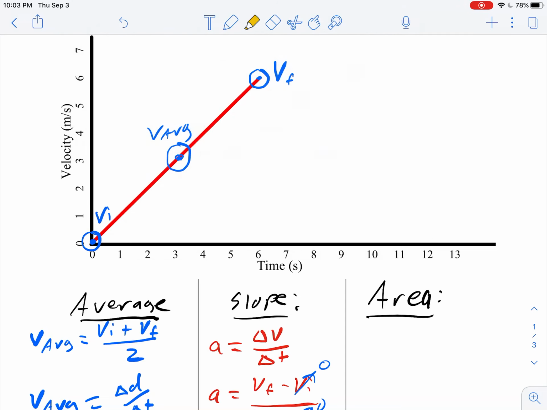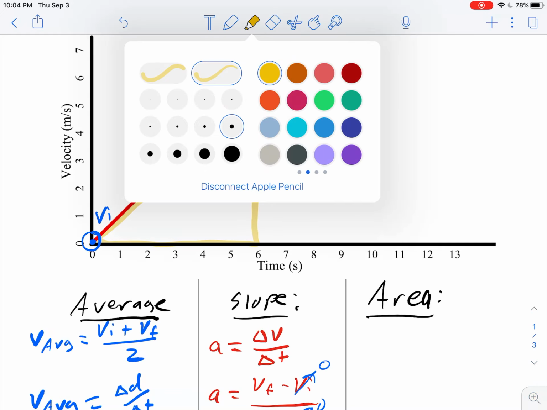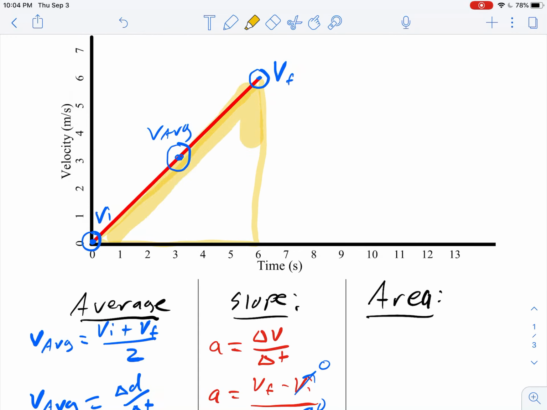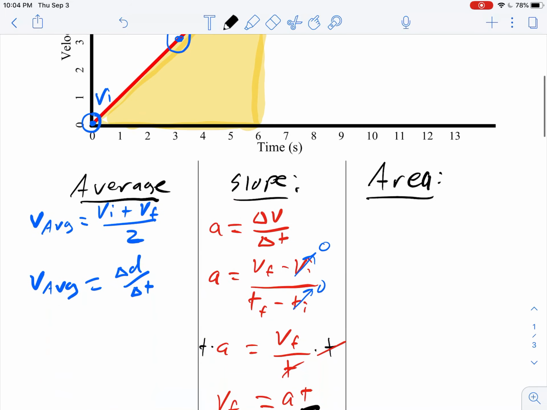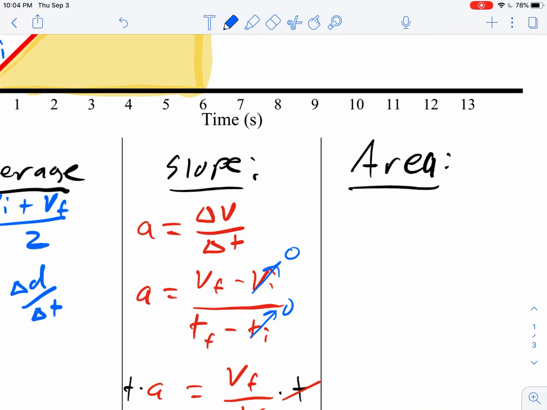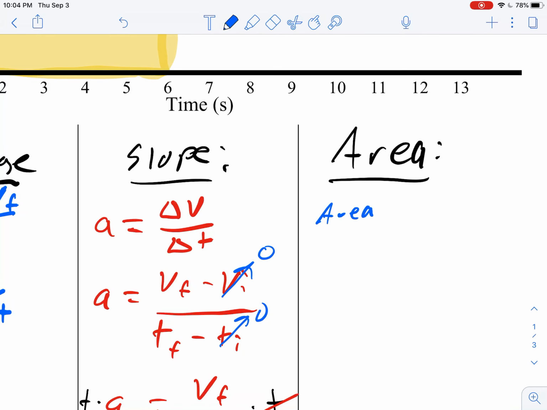Let's pick this kind of yellowy orange color. If I trace out the space underneath the graph, I get a triangle. I'm going to assume that we know that the equation for the area of a triangle is just half base times height. So over here I'm going to do exactly that: the area equals 1/2 base times height, and that's just the general form of the geometry formula, just like the change in y over change in x is the general form of the slope formula.